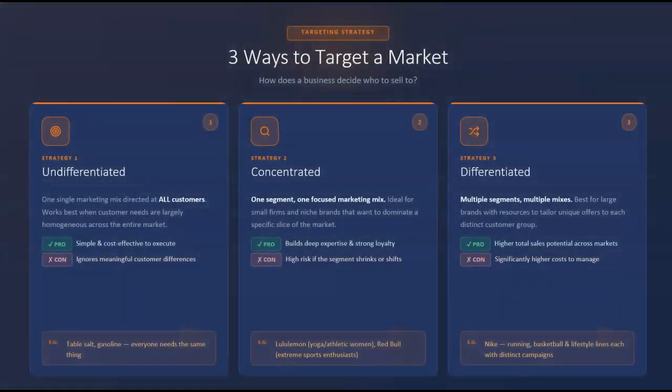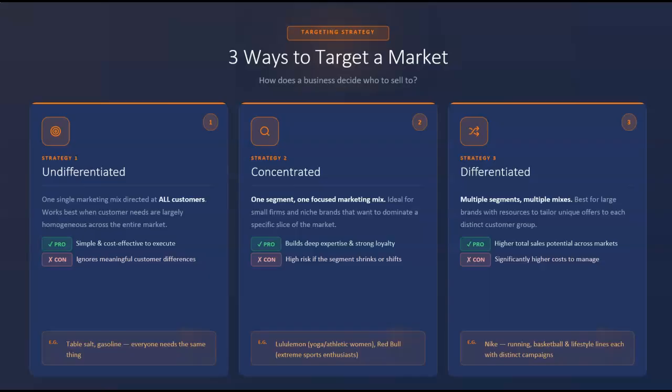Targeting strategy: three ways to target our market. How does a business decide who to sell to? We have the first method, undifferentiated: one single marketing mix directed at all customers. It works best when customer needs are largely homogeneous, which means all the same across the entire market.